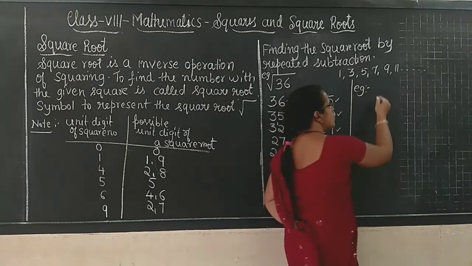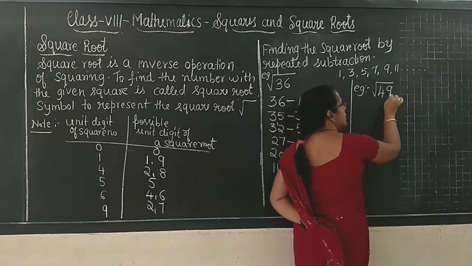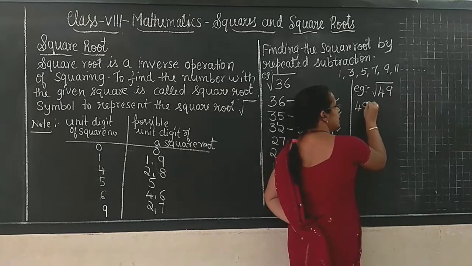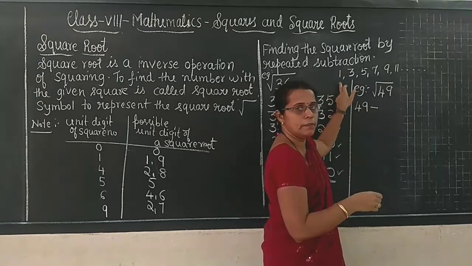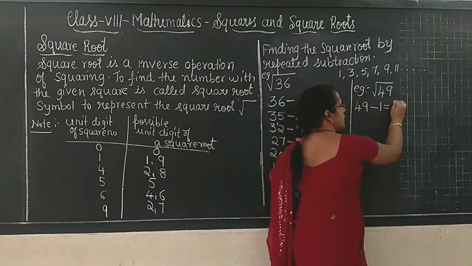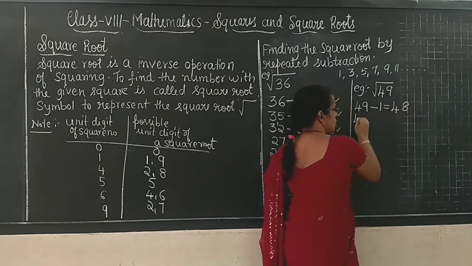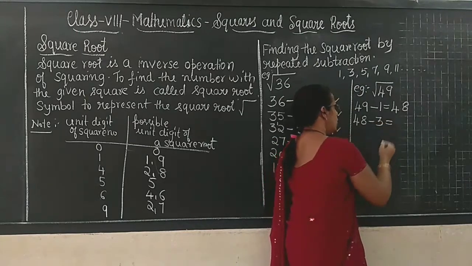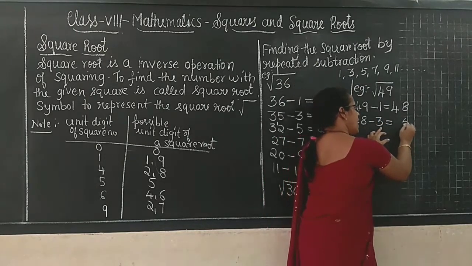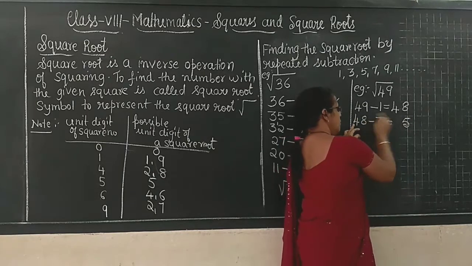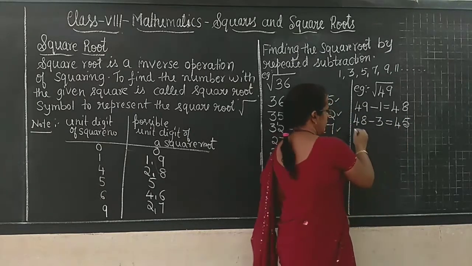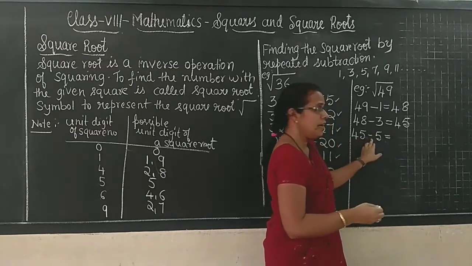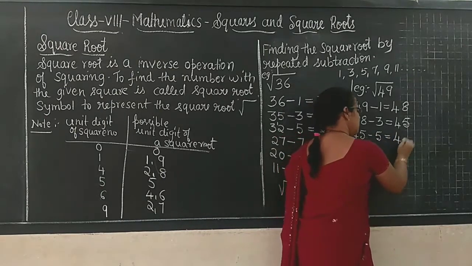if you want to find the square root of 49, okay, 49, do it now. 49 minus the first odd number 1. 49 minus 1 is 48. 48 minus the next odd number, 3, is 45. Yes children, then 45 minus the next odd number 5. 45 minus 5 is 40.